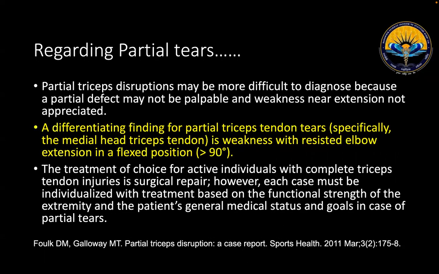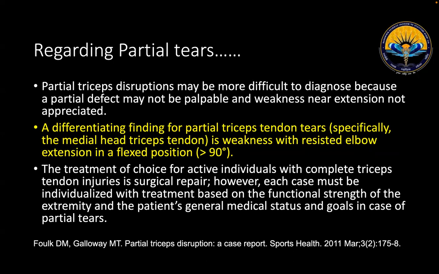Regarding partial tears, partial triceps disruptions may be more difficult to diagnose, as I already said, because a partial defect may not be palpable and weakness in extension is not appreciated. A differentiating finding for partial triceps tendon tears, specifically for the medial head, as seen in our case, is weakness with resistive elbow extension in flexed position. When we flex the elbow at 90 degrees and then try to extend it against resistance, the patient may not be able to do that.